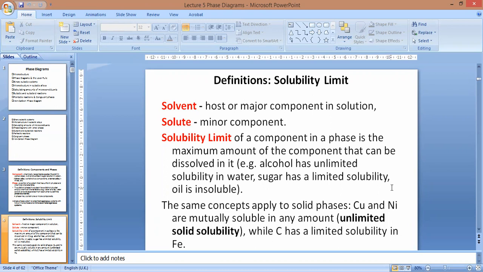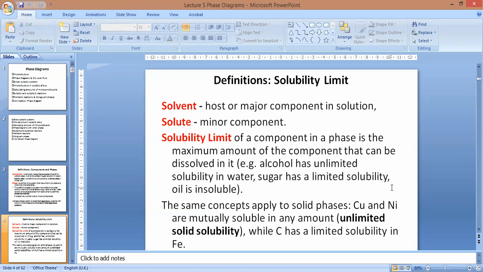Then solubility limit of a component. That's the maximum amount of the component that can be dissolved. For example, if it's water and sugar, you get your cup of water and you start to add sugar spoon by spoon and stirring. As you continue to add and stir, your solution will come to a point where it will not take in any more sugar. Sugar will simply not dissolve in your water. That means that your solution has reached what is known as the solubility limit.